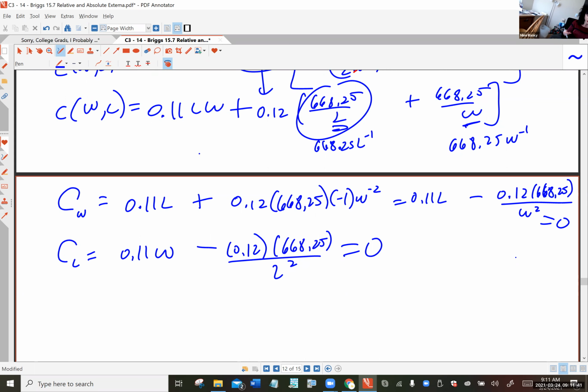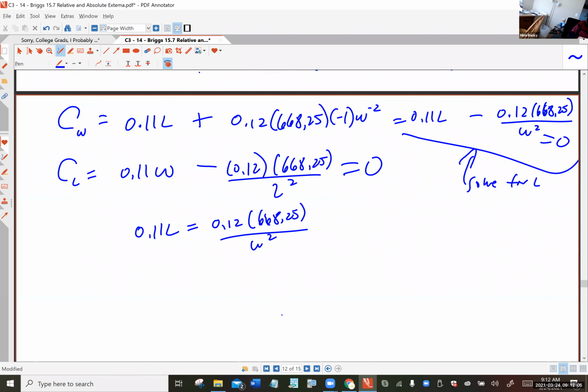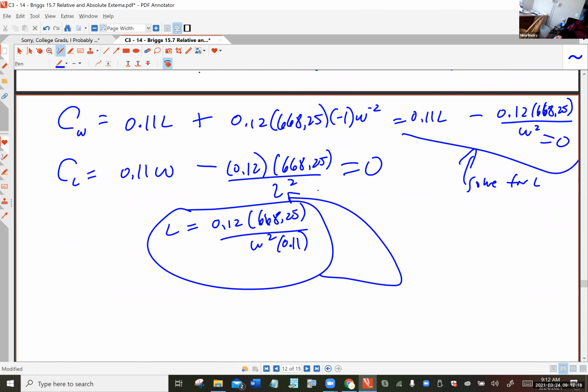Pick one of these partials that you'll solve for, your favorite variable. It doesn't matter which one. How about this first guy, if we solve it for L, let's say. Then what? Well, you add the 0.12 times, I'm not even going to bother multiplying these out, to both sides. And then you divide both sides by 0.11. So you get this yucky quantity as your L. Yuck. Then what? Well, then you substitute this into the other partial in place of the L.